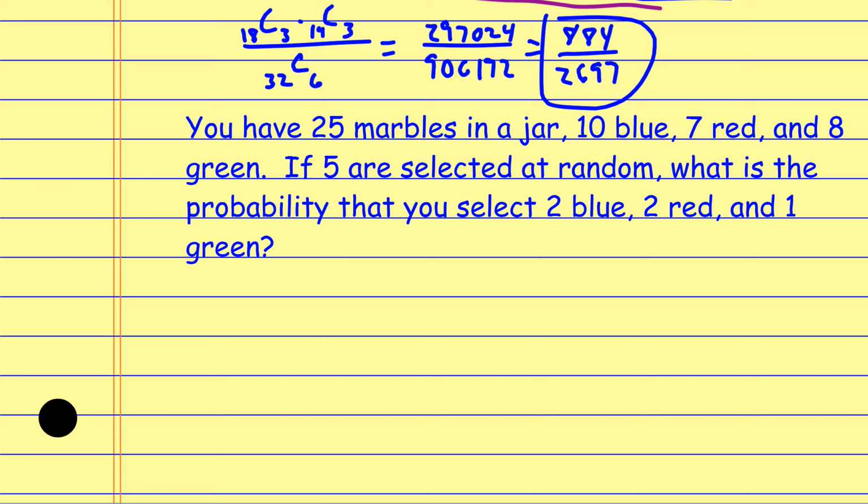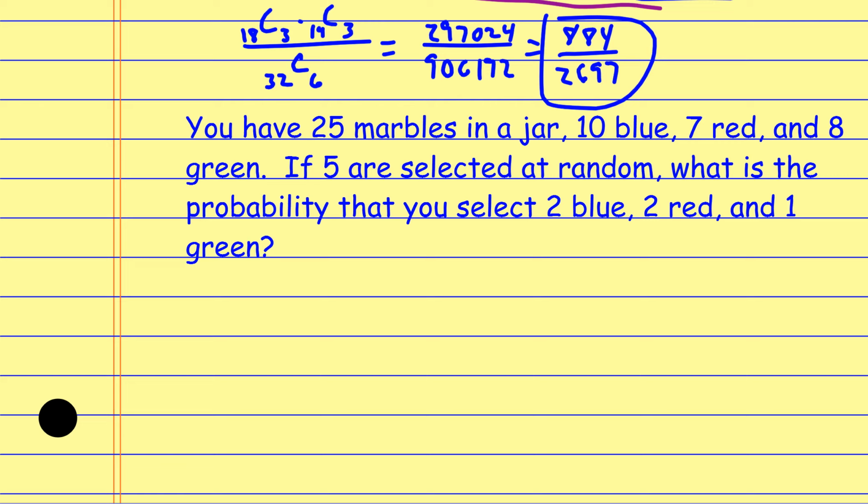it says you have 25 marbles in a jar, 10 blue, 7 red, and 8 green. If 5 are selected at random, what is the probability that you select 2 blue, 2 red, and 1 green? And so once again, we're choosing from a bunch of different categories here.